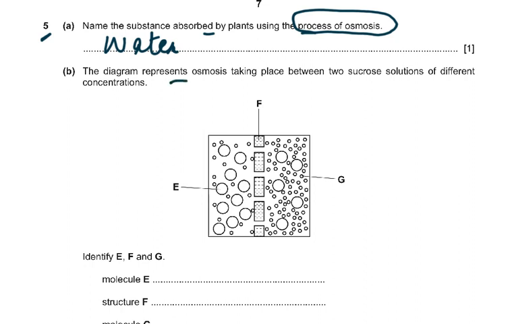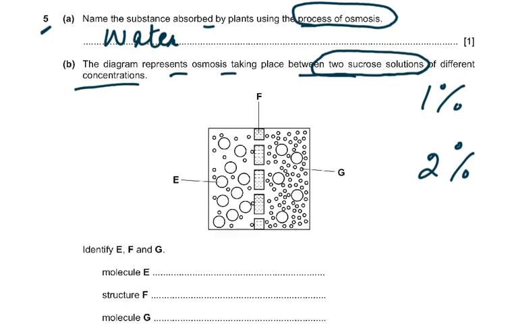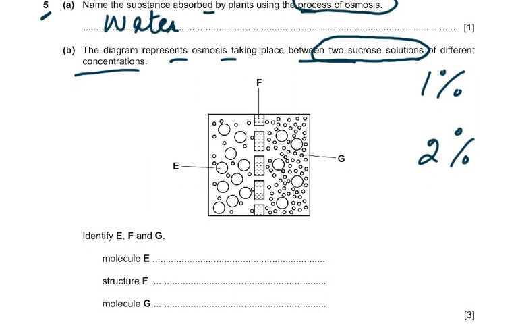Now it says the diagram represents osmosis taking place between two sucrose solutions of different concentrations. So immediately think in your mind, there's a 1% sucrose solution and there is a 2% sucrose solution: 1 gram in 100 ml and 2 grams in 100 ml. Now it says identify E, F and G. So F was easy. Why? Because that's a partially permeable membrane. But then you are going to be a little confused about the other two.